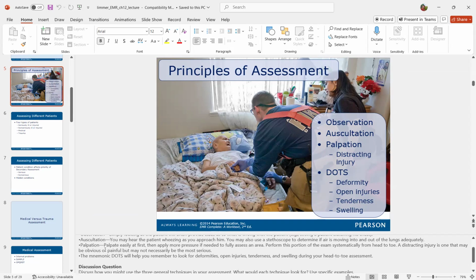We're going to use the mnemonic DOTS. So DOTS is going to help us remember to look for deformities, open injuries, tenderness, and swelling. So when we're doing this head to toe on people, especially for trauma patients, we do our secondary head to toe. This is what we're looking for. We're using that mnemonic DOTS, looking for any deformities, any open injuries, any tenderness, any swelling in the areas that we're doing that head to toe.